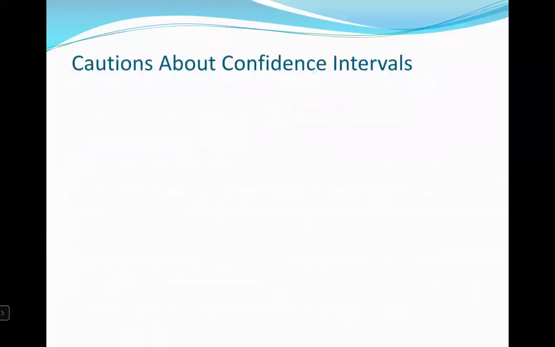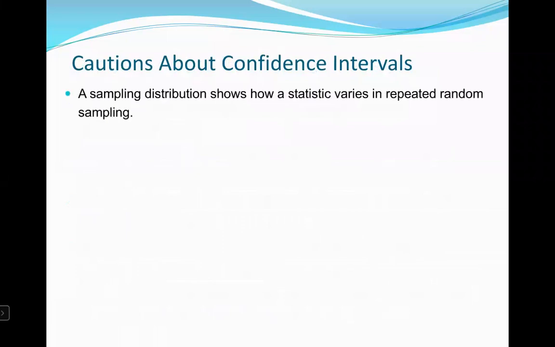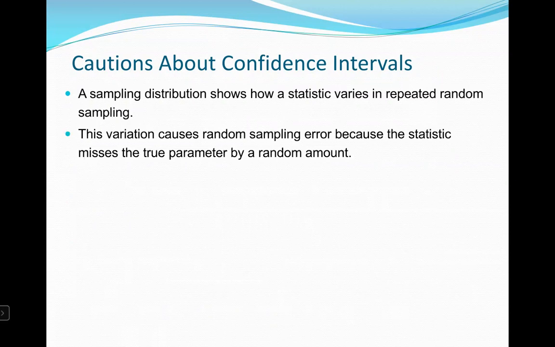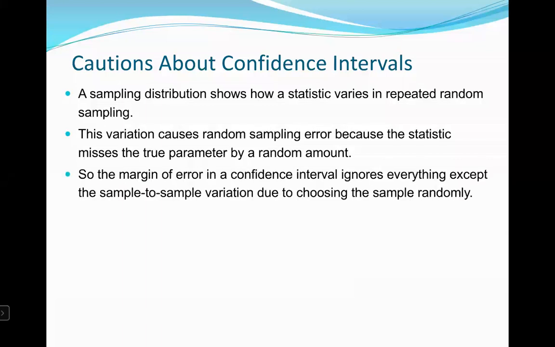Cautions about confidence intervals. A sampling distribution shows how a statistic varies in repeated random sampling. This variation causes random sampling error because the statistic misses the true parameter by a random amount. So the margin of error in the confidence interval ignores everything except the sample-to-sample variation due to choosing the sample randomly.